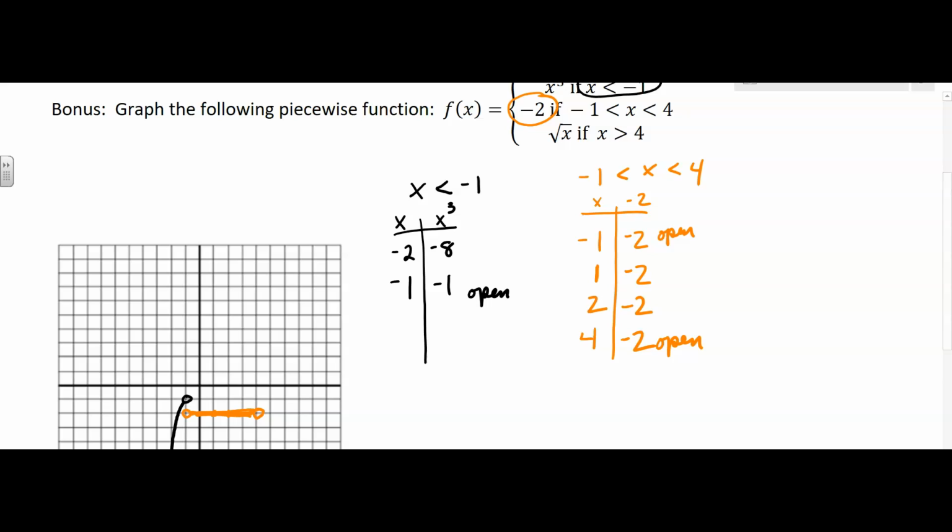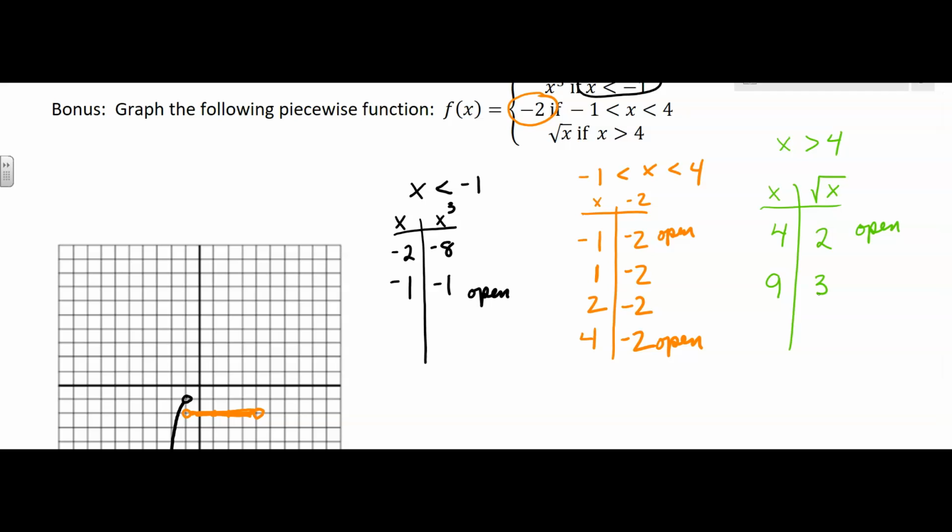Okay. Now we get to do the third part. So our third part is going to be if x is greater than 4. Again, we'll have to use 4 so that we can see what's happening there, but that will be an open dot. And then I want numbers bigger than 4. So I'm going to be doing the square root. So I like to pick nice numbers like 9 because I can take the square root of 9. Okay, so the square root of 4 is 2. Square root of 9 is 3. And then I'm kind of off the chart, so I'll just stick with those two.